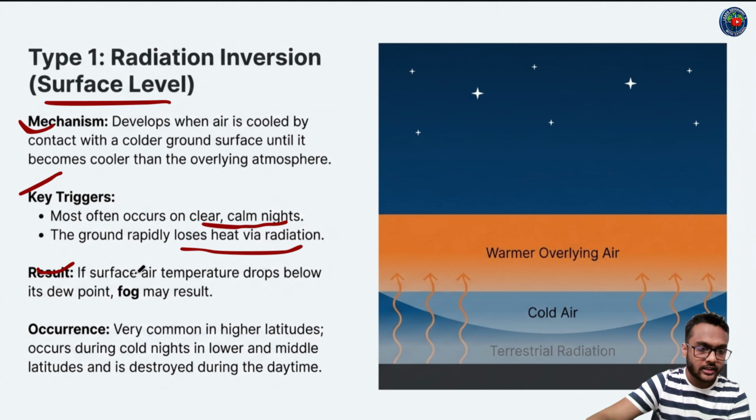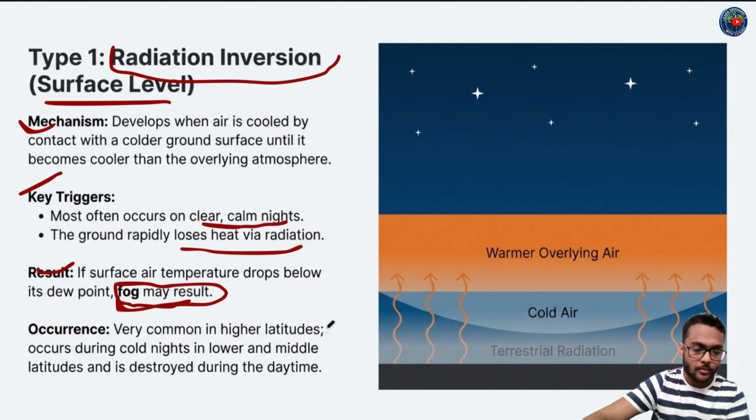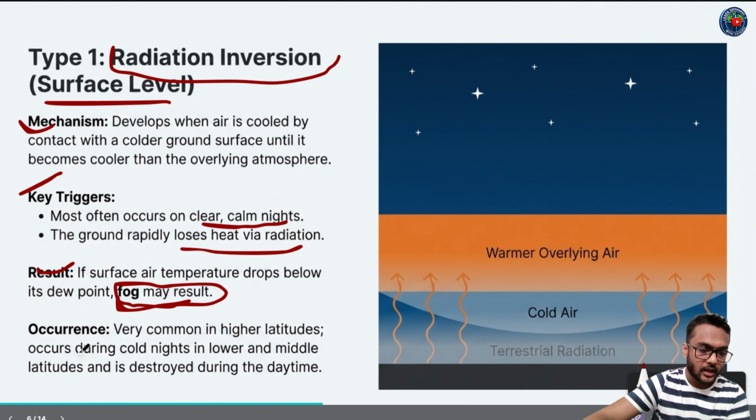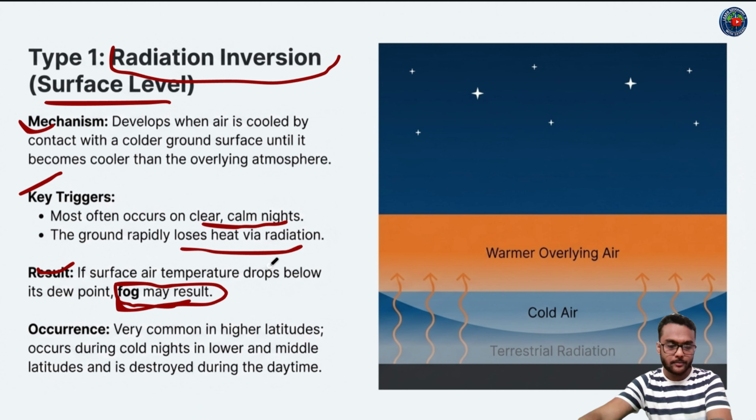The result is that if surface air temperature drops below its dew point, fog may result. Okay, during this type of weather phenomenon, that is radiation inversion, fog may result. Occurrence: very common in higher latitudes, occurs during cold nights in lower and middle latitudes, and is destroyed during the daytime. It does not happen in daytime.